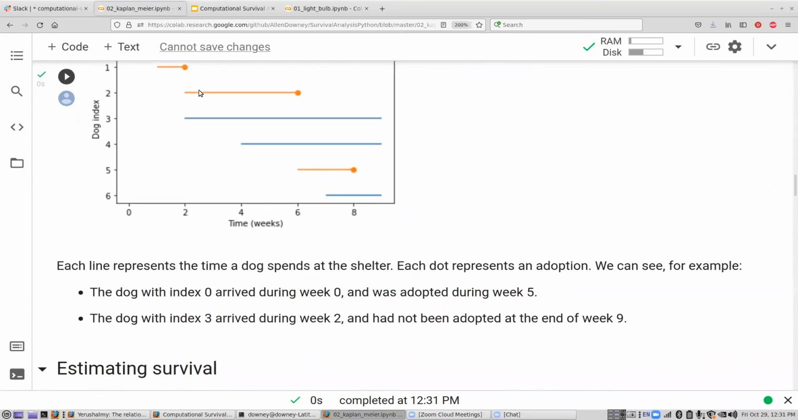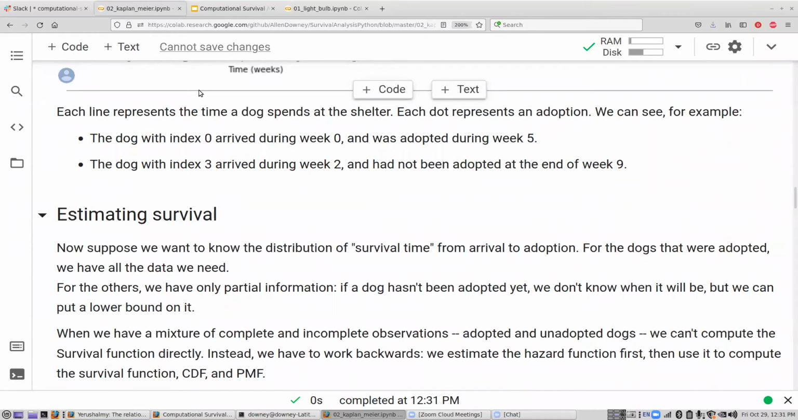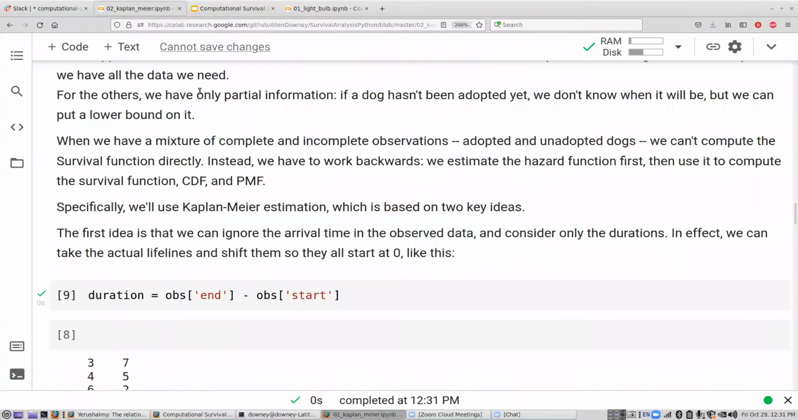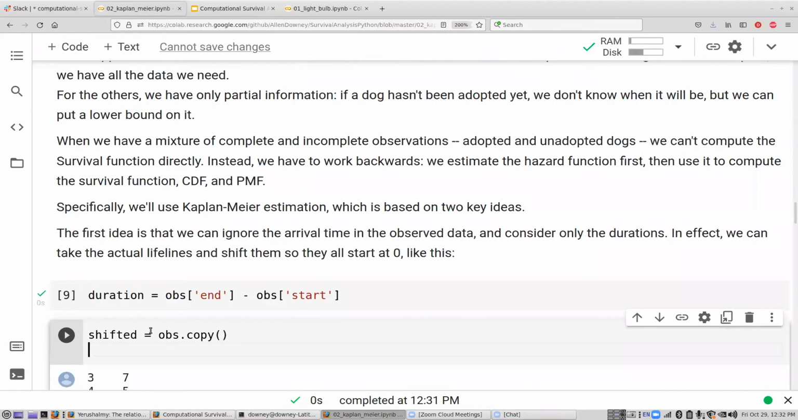It's just going to line them up so that rather than using clock time, like what week it is of the year, we're going to use relative time, like how long have they been in the shelter. And I'm going to do that by making a copy of the observation notebook data frame. So I'm going to make a copy of this, and I'm going to change all of the start column to 0. So it's as if all the dogs arrived during week 0, and all of the end times are equal to the durations.